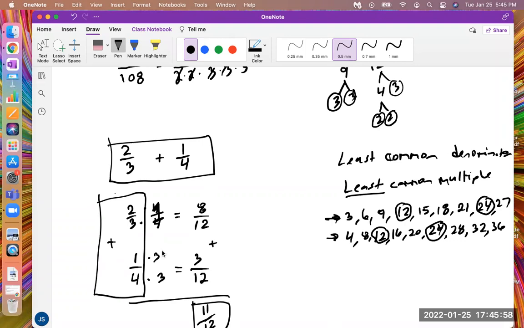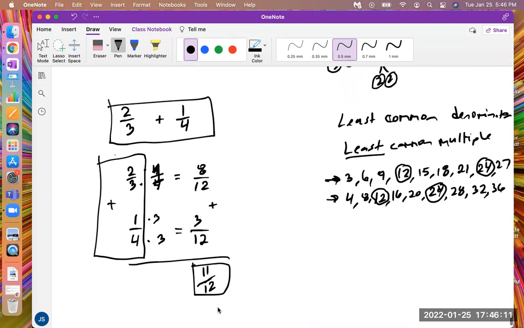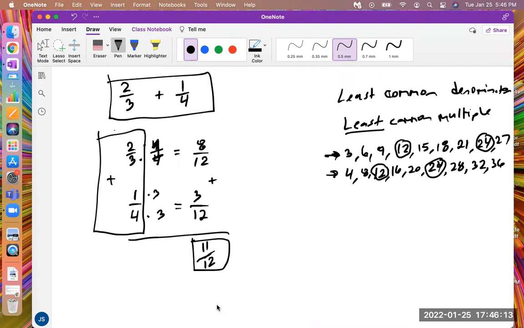Then once I built my equivalent fractions, I just added those equivalent fractions. I added the numbers in the numerator and kept the same denominator, and I'm all done. So I hope this is all really understandable to you.